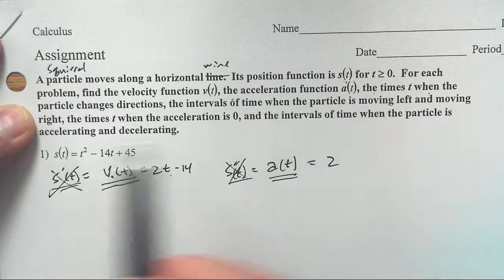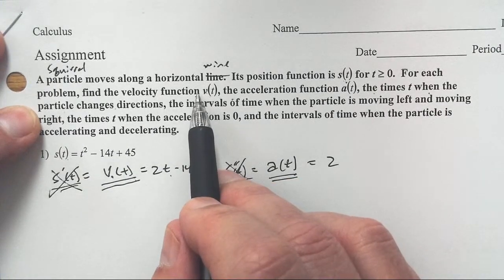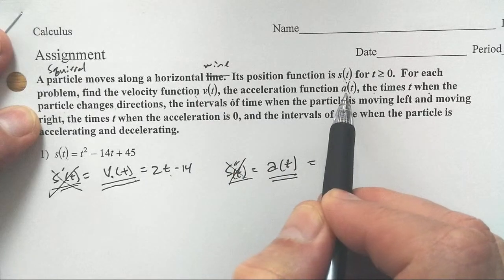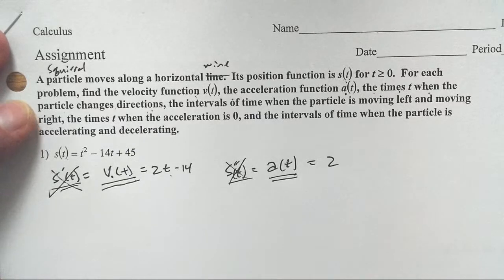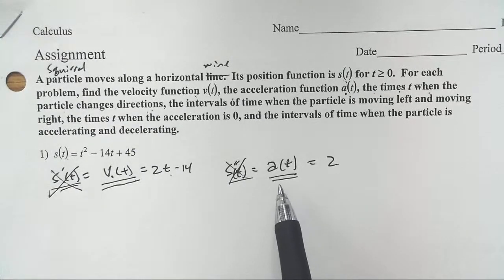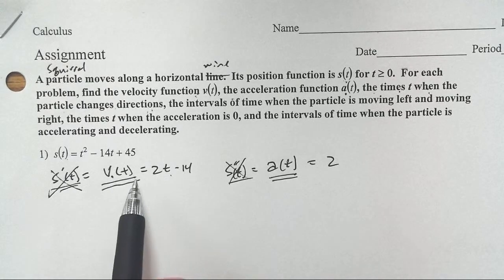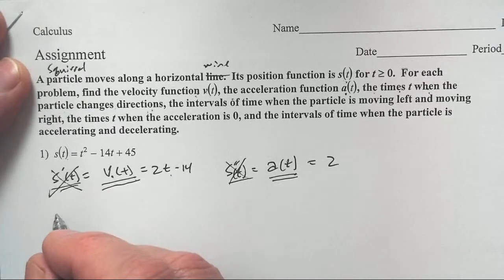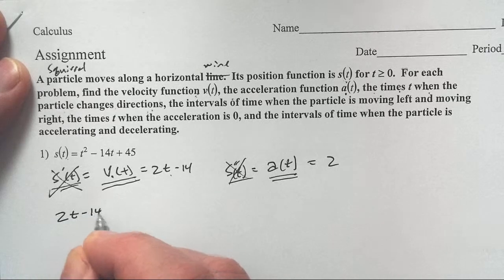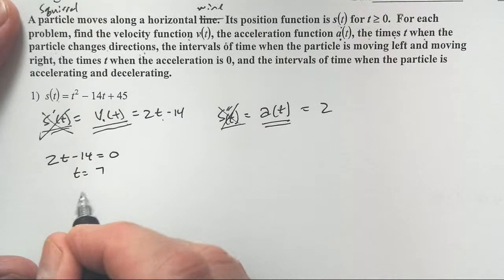The times t when the particle changes direction. Okay, so we're supposed to find the velocity function, got it. The acceleration function, got it. The time when the particle or the squirrel changes directions. Well, the squirrel changing directions doesn't have anything to do with acceleration. It has to do with velocity. If the velocity goes from positive to negative or vice versa, the squirrel's turning from right to left or left to right, as the case may be. So I'm interested when 2t minus 14 equals 0, and that happens, of course, when t is 7.